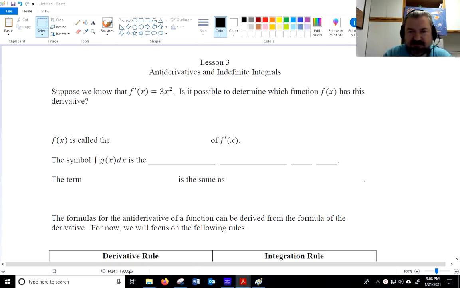All right, welcome back to another lesson in AP Calculus. This is Unit 7, all about integrals and integration. We're going to begin Lesson 3 today. We're going to be discussing antiderivatives and the indefinite integral.